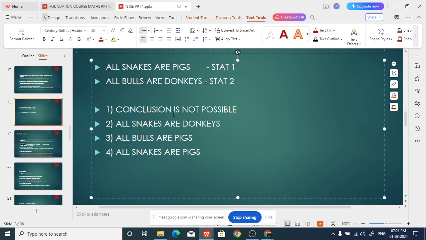Suppose both the statements are repeated. Normally they don't give, or they may give like this, all bulls are donkeys. They may give like this also. Then again, fourth is the answer, because here statement 1 is repeated or statement 2 is repeated. So here fourth is enough. First one is not the correct option, because the statement is repeated. So you have to be a little careful on that.